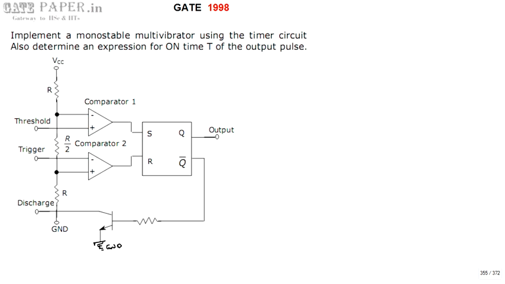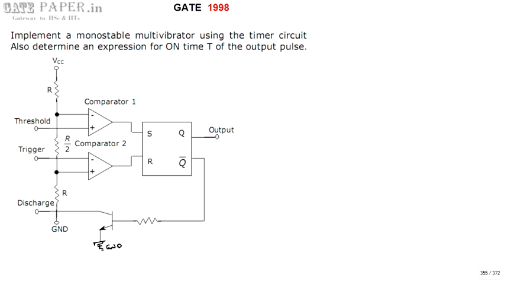Hello, we are discussing the GATE 1998 ECE paper, and this is a 5 marks question related to analog circuits. Look at the diagram, which is the IC555 timer internal block diagram. Using this, you are going to implement a monostable multivibrator, and you are going to get an expression for the on time of the output pulse. That is, you are going to get the expression for the pulse width also.